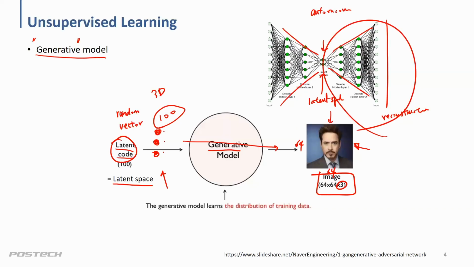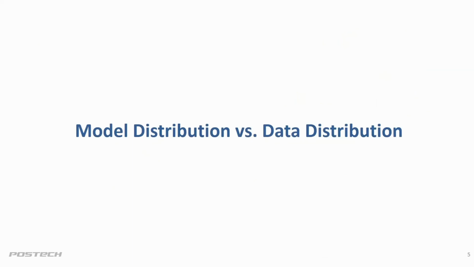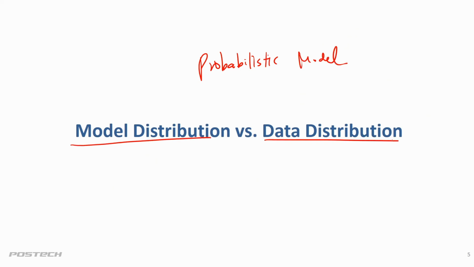Now, regarding generative models and the distribution of the training data set, I want to explain what the distribution of the training data means. So let's first talk about probability: model distributions and data distributions.